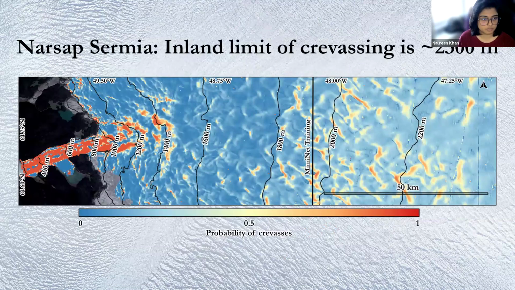And then here's a prediction from Narsap Sermia. Same situation here. The blues are indicating 0% probability of crevasses, and red is indicating 100% probability of crevasses. And this vertical line is showing the limit of the area that was used initially for the deep learning detection. Anything beyond that is the prediction from the logistic regression method. And you can see the limit is at about 2,300 meter elevation here.